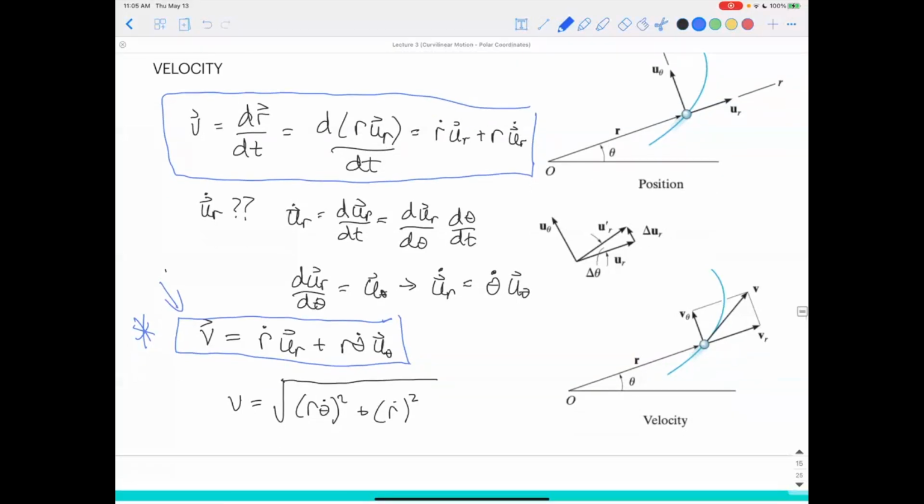So yeah, in this case, maybe to make this a little more clear, r dot is just equal to dr/dt, it's a scalar. And theta dot is equal to d theta/dt, and it's also a scalar.